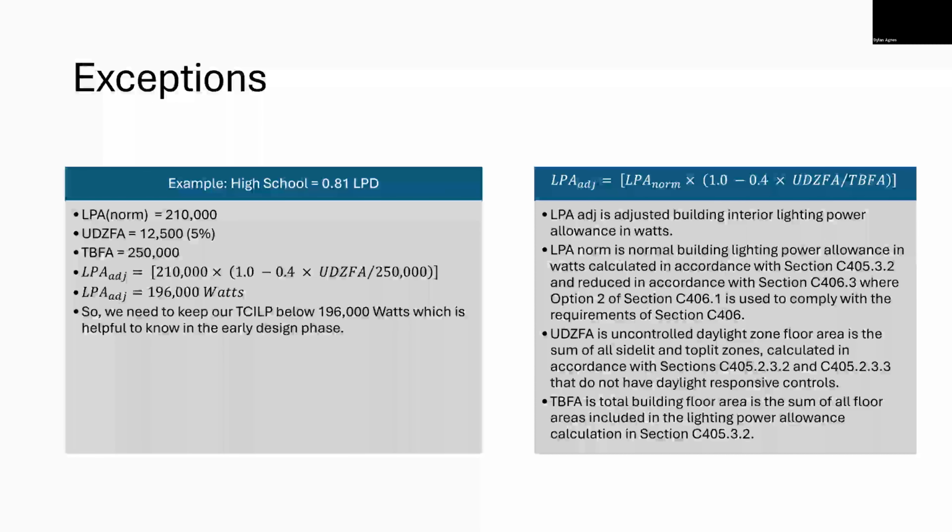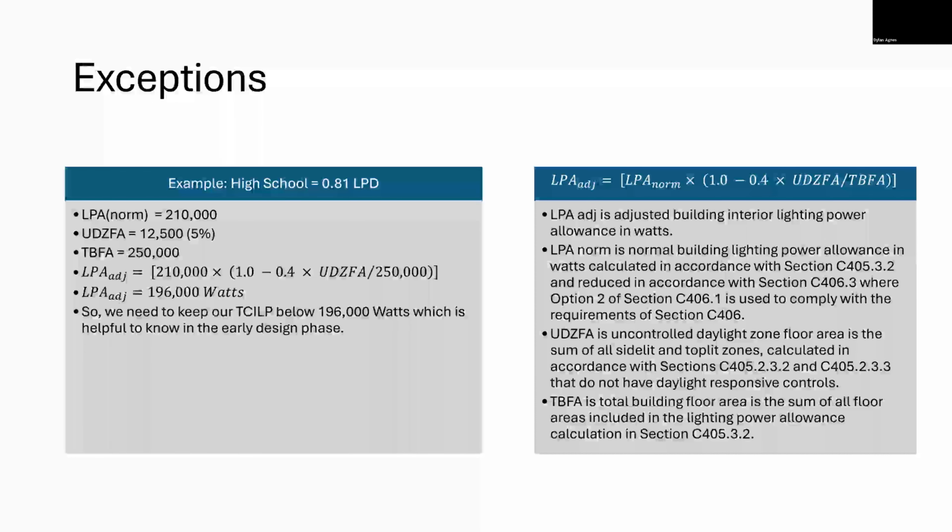So you plug that in. Our lighting power normal times, in the parentheses, 1 minus 0.4 times our daylight area, which is the 5%, so 12,500 divided by 250,000. That says we have 196,000 watts as our adjusted. So if I'm doing this in the early design phase, I basically frame it as, we need to keep our total connected interior lighting power below 196,000 watts. If I can do that, then great. If I can't, then I'm like, okay, we have to pivot and do the space by space method. But at least we tried and we know that path of compliance didn't work out.